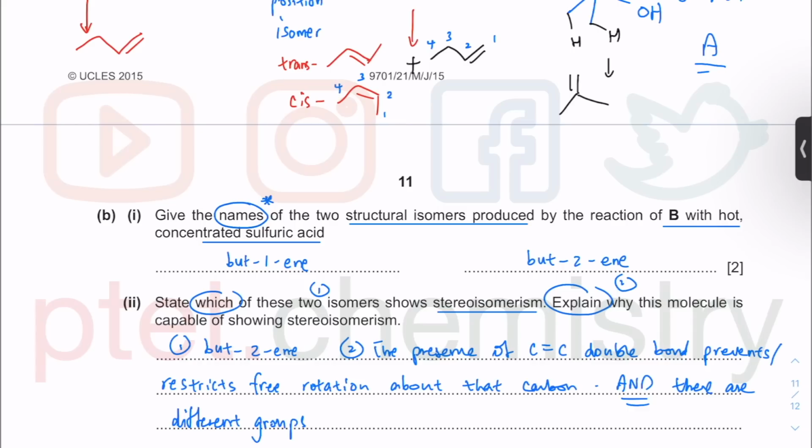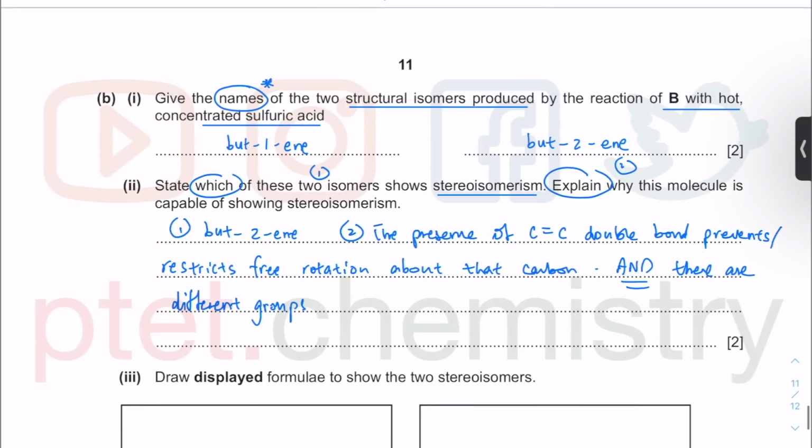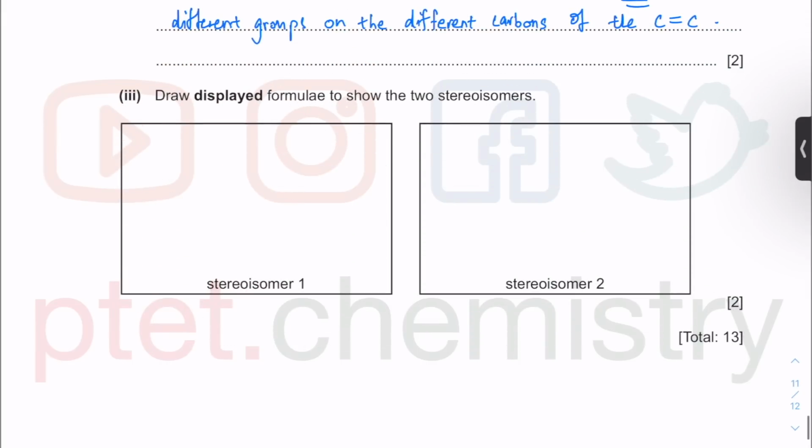In this case, for instance, this one, you have 2 groups that are the same on the same carbon of the carbon-carbon double bond, so you don't get cis and trans there. But here, the groups are on different carbons. I think the different carbon of the carbon-carbon double bond is really important because it's the second condition for you to get the cis and trans isomerism. Last but not least, I think that's the end of the paper and the question actually.